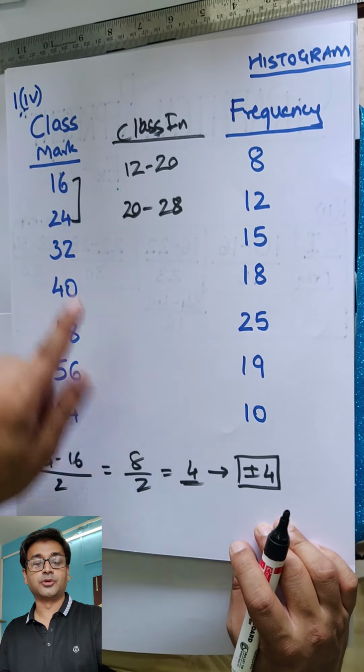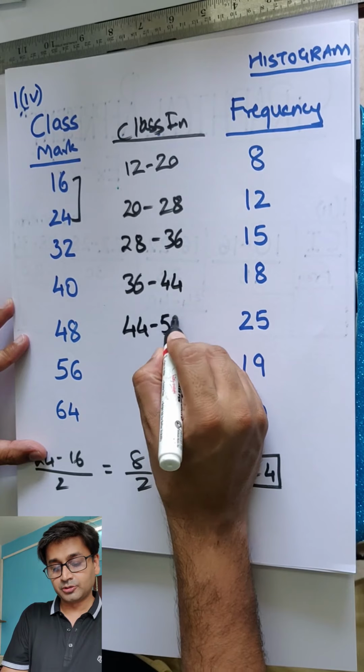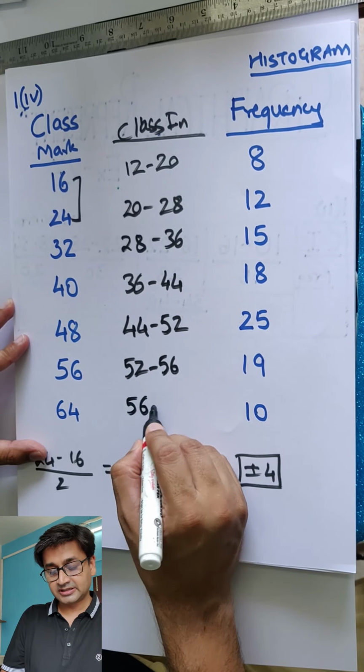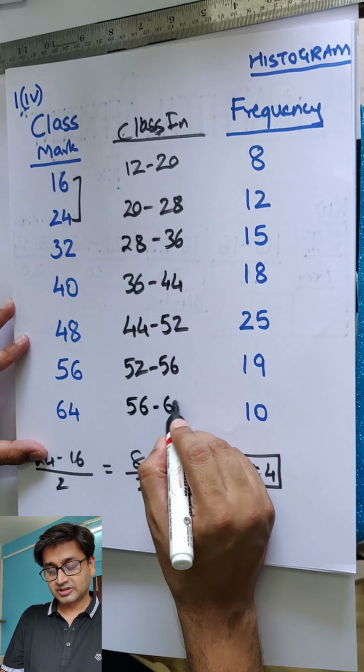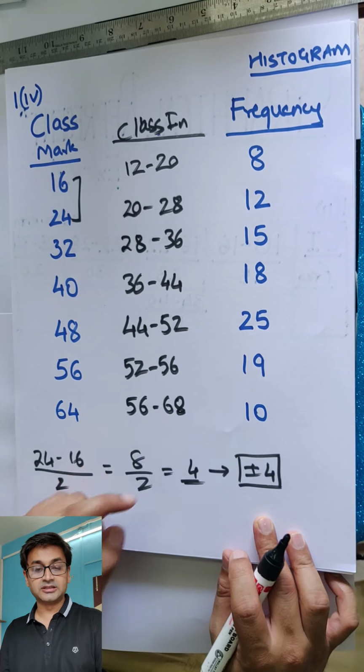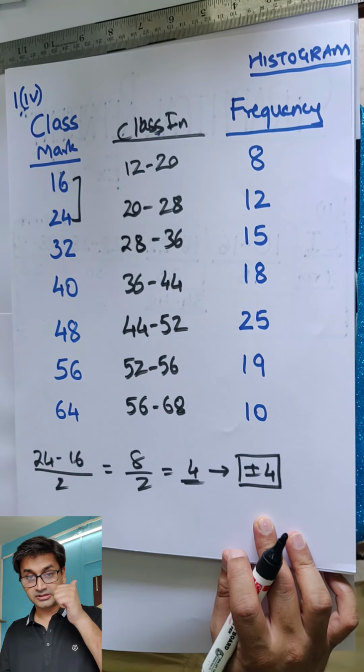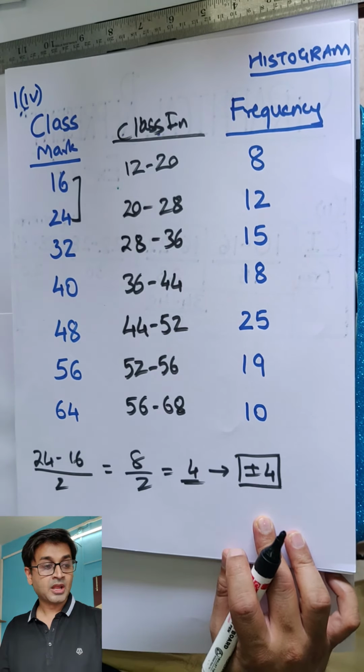So it's going to be 28 to 36, 36 to 44, 44 to 52, 52 to 60 and 60 to 68. Did we manage to get all connected? Yes. Did we manage to get all the class marks converted to class intervals? Yes. Now let's draw this on the graph sheet.